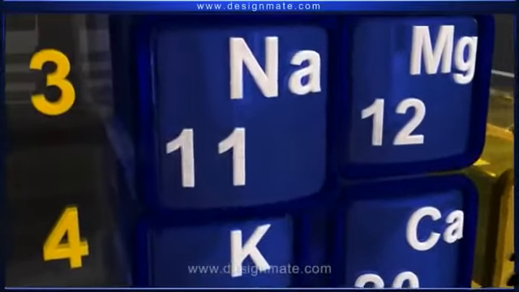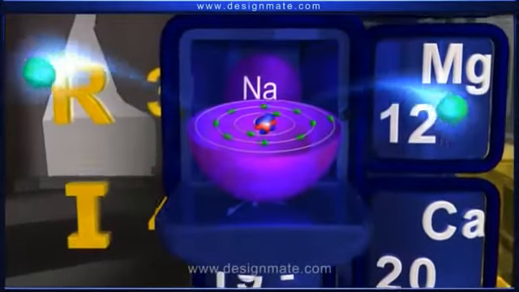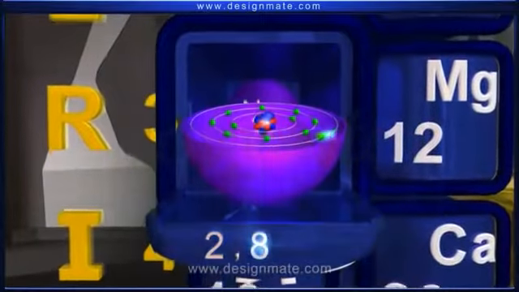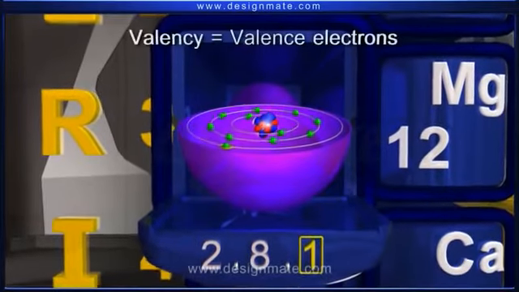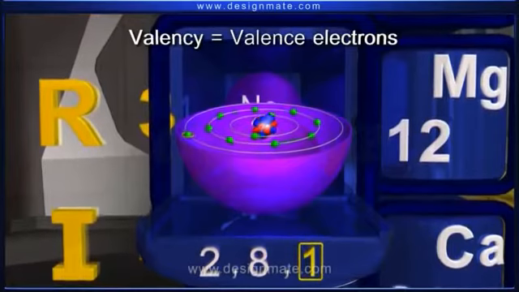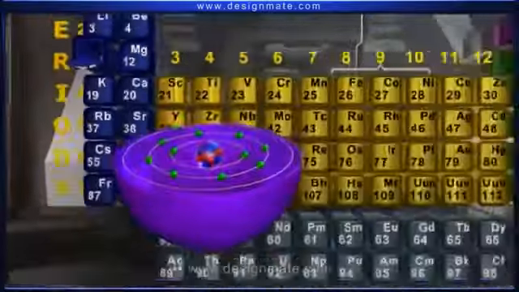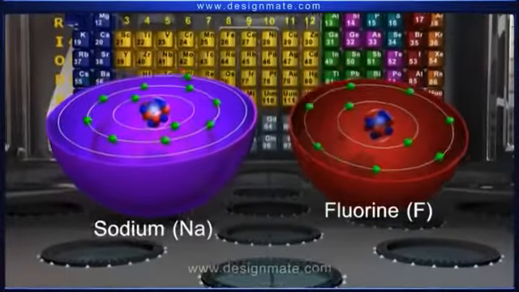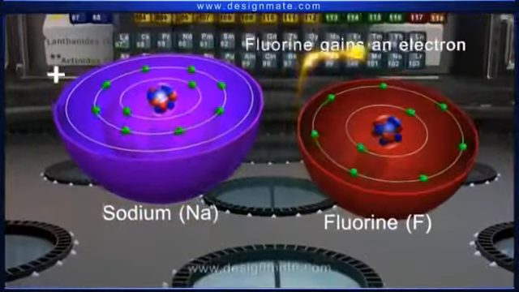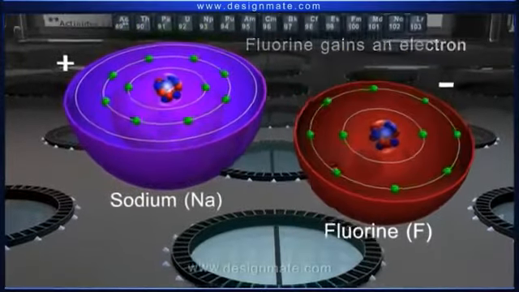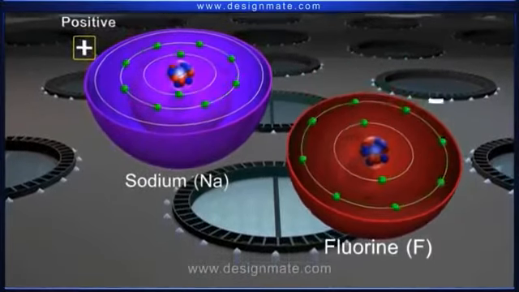Now we will study those atoms which have less than 4 valence electrons. Consider an atom of sodium with an atomic number 11. It has an electron configuration of 2, 8, 1. Thus, sodium has 1 valence electron. For such atoms, their valencies are equal to the valence electrons. Sodium thus shows a valency of 1. It should be noted that valency of both sodium and fluorine is 1, but sodium loses an electron, while fluorine gains an electron in order to complete their octets. Hence, valency of sodium is considered to be positive, whereas that of fluorine is negative.